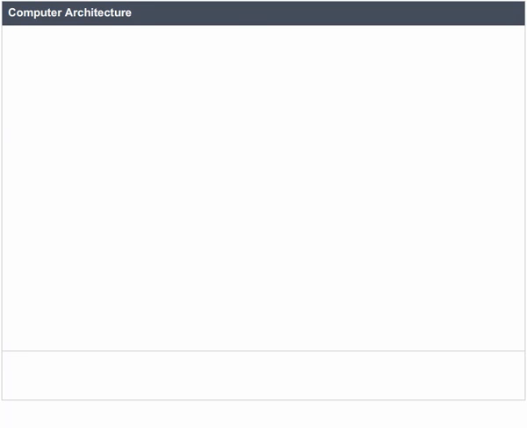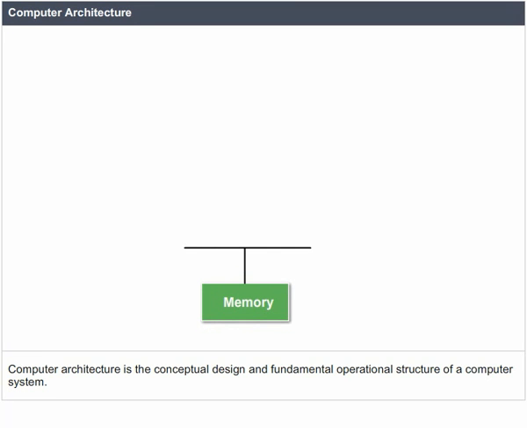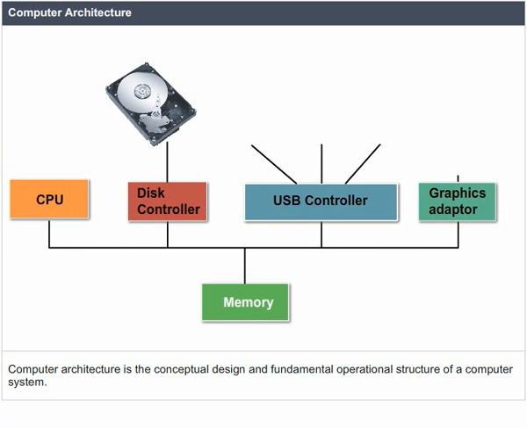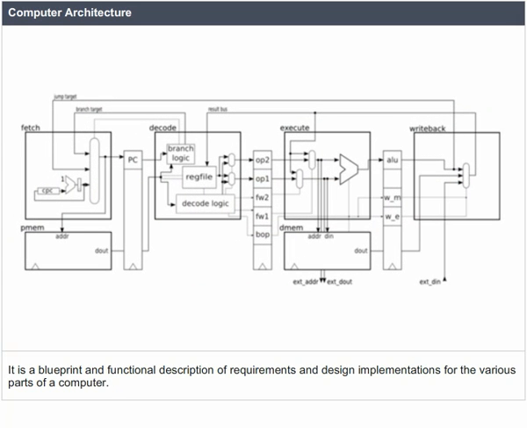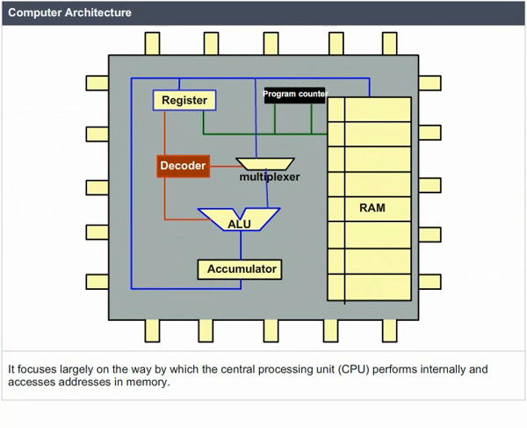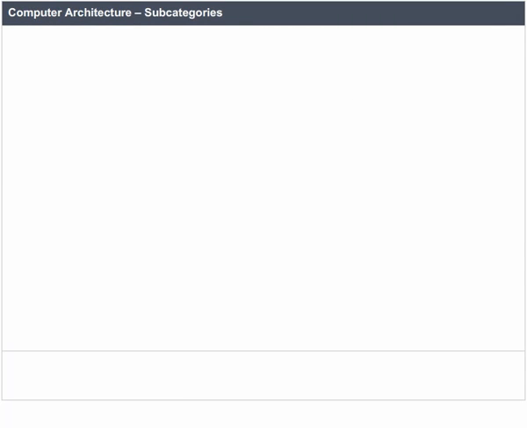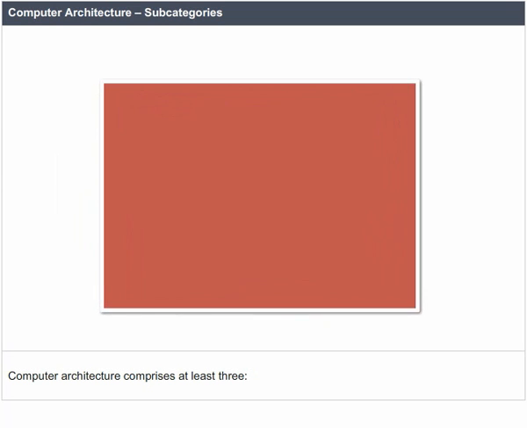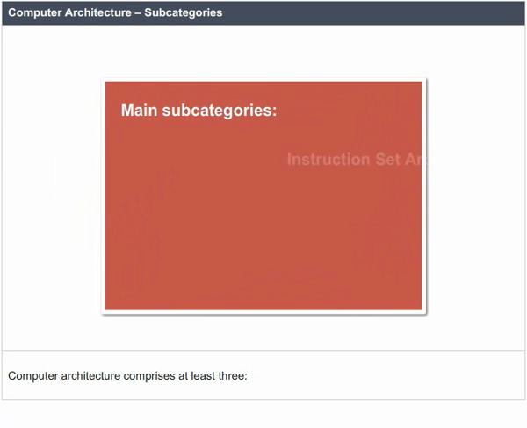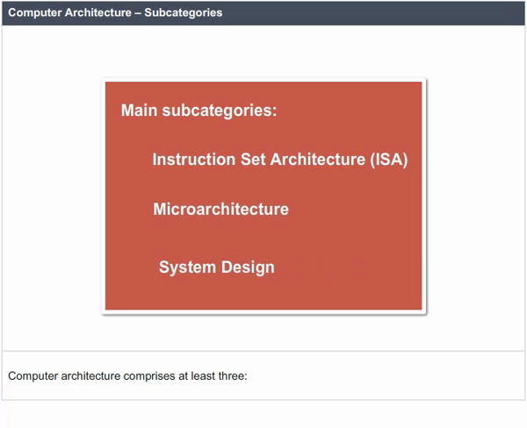Computer architecture. Computer architecture is a conceptual design and fundamental operational structure of a computer system. It is a blueprint and functional description of requirements and design implementations for the various parts of a computer. It focuses largely on the way by which the central processing unit (CPU) performs internally and accesses addresses in memory. Computer architecture subcategories. Computer architecture comprises at least 3 main subcategories: instruction set architecture (ISA), microarchitecture, and system design.